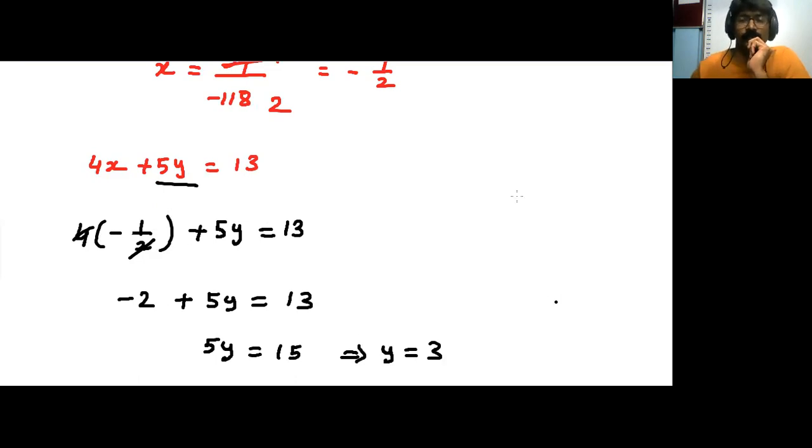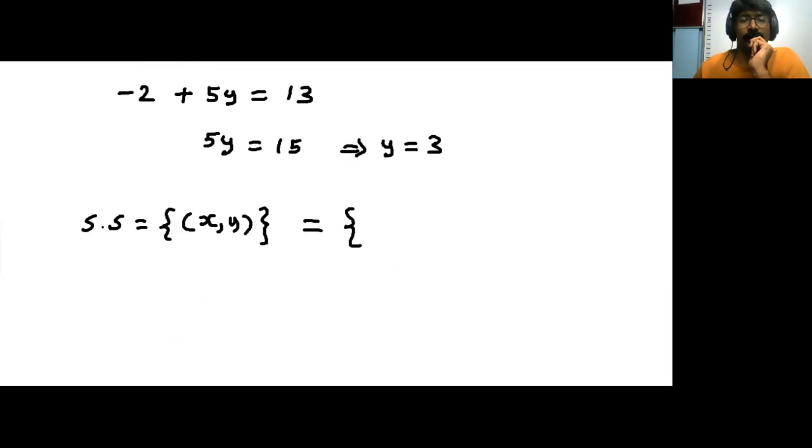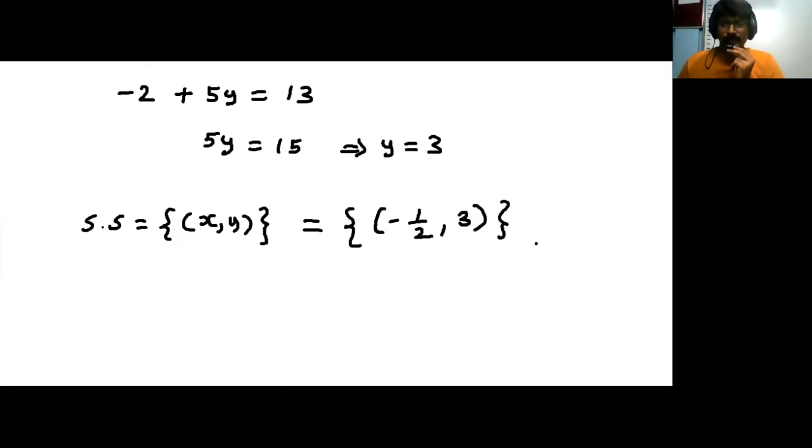Once you get x and y, what is the solution set? The solution set will be open curly bracket, open round bracket, x comma y, close round bracket, close curly bracket, which is equal to, what is x? The x value is negative half, and the y value is 3. Now how do we recheck whether whatever we got is right or wrong?